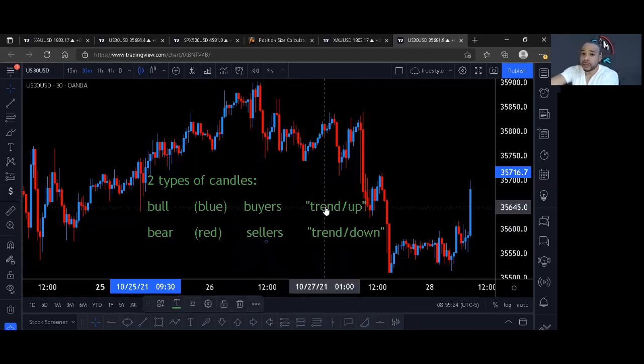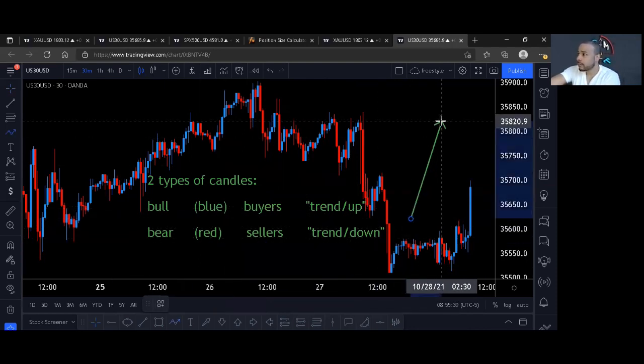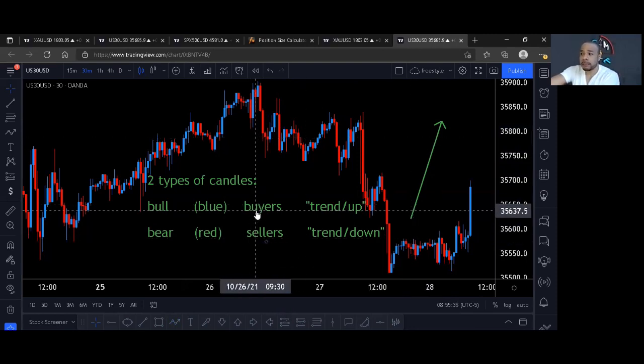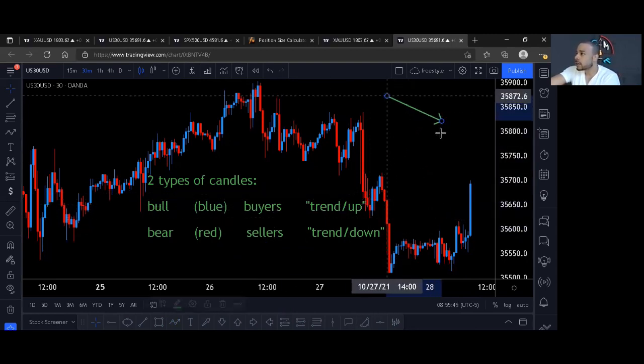Now you know the trend. If the candles are going up, if the candles are rising, then the trend is bullish. You should be buying. You should be looking for your blue candles, your bull candles, and getting into a trade for a buy.